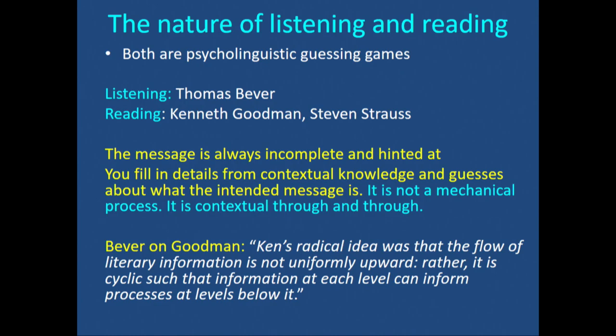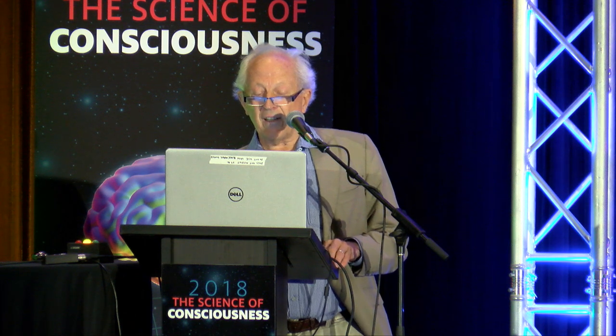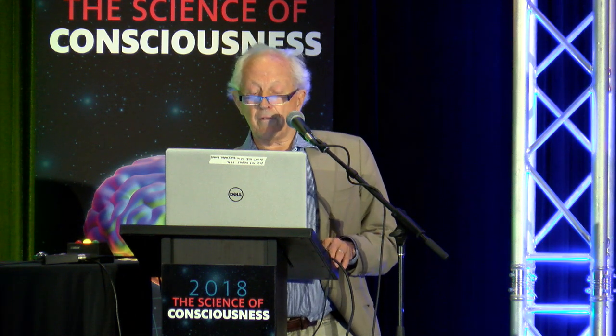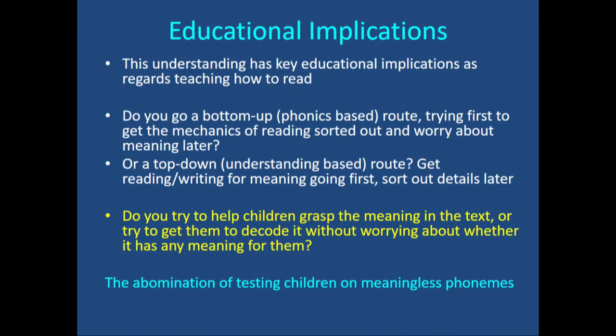So Bever on Goodman: Ken's radical idea was that the flow of literary information is not uniformly upward. Rather, it is cyclic, such that information at each level can inform processes at levels below it. This has major educational implications. This understanding has key educational implications as regards teaching how to read.